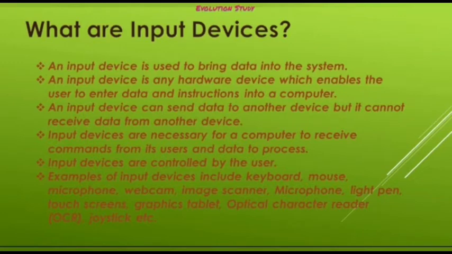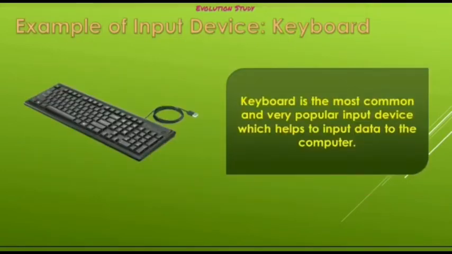An input device can send the data to another device, but it cannot receive data from any other device. Input devices are necessary for a computer to receive the commands from its users and data to process. Input devices are controlled by the user. Examples of input devices include keyboard, mouse, microphone, webcam, image scanner, light pen, touchscreens, graphics tablets, optical character reader, OCR, joystick, etc. Example of input device is keyboard. Now what is a keyboard? Keyboard is the most common and very popular input device which helps to input the data to the computer.